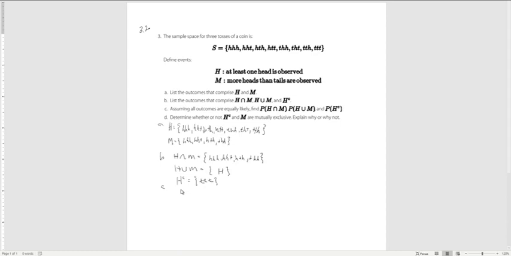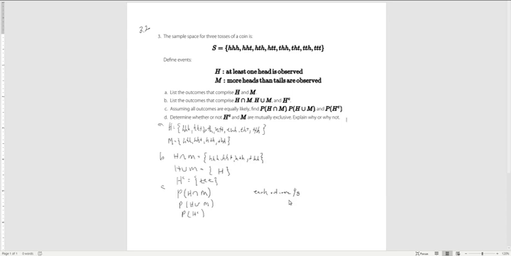Now we can go to C. So we're looking here at probabilities. We're trying to find the probability of the event H intersect M, also the probability of H union M, and the probability of H complement. Here it says to assume that the outcomes are equally likely. So we have 8 outcomes, so each outcome is 1/8. The likelihood of any one of those outcomes is 1/8.